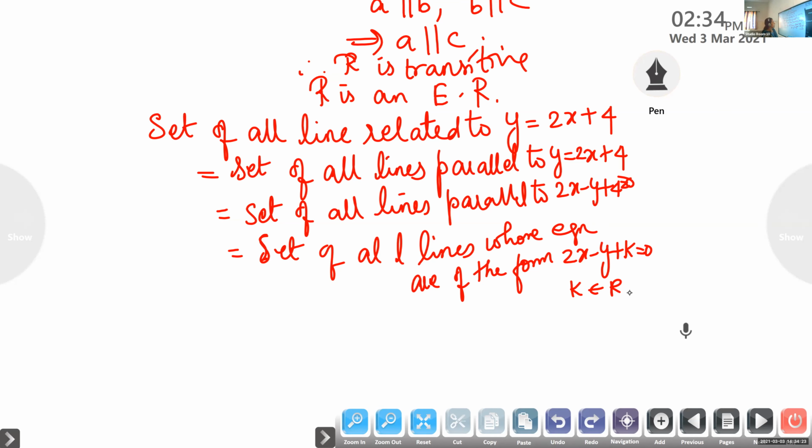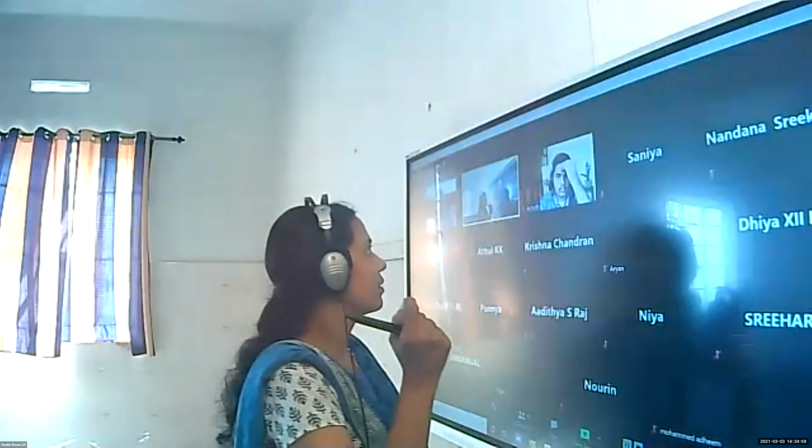We are asked to find the set of all lines related to it. Related means here the relation is parallel. So the set of all lines parallel to the line means the x and y coefficients will be the same, only the constant will vary. So 2x minus y plus k is equal to 0 is the equation. Is it okay, children? Yes, ma'am. What we learned in 11th standard, each and every point we will be using here.